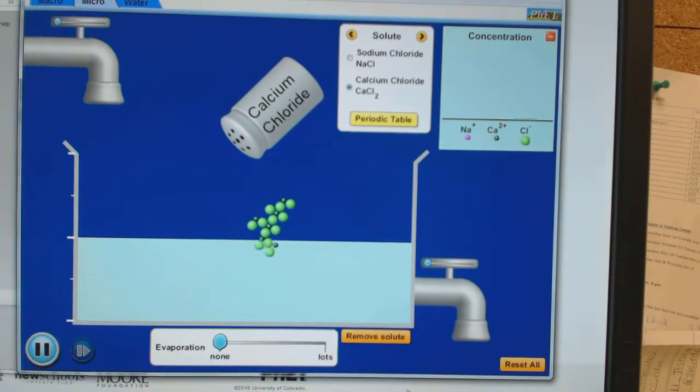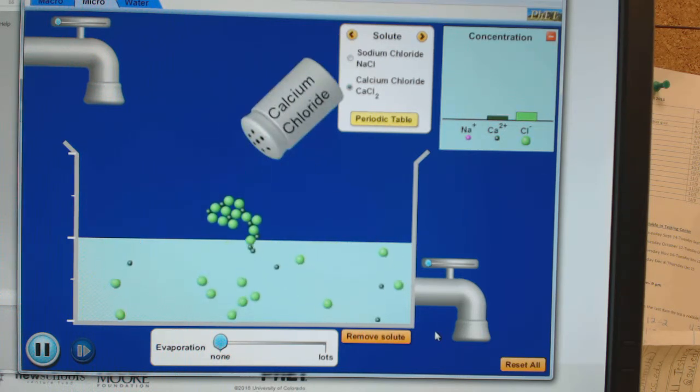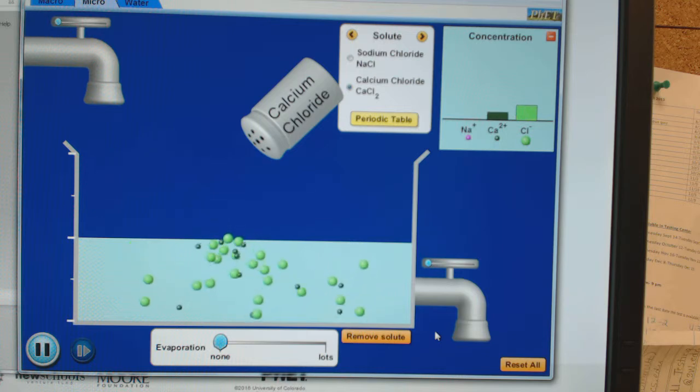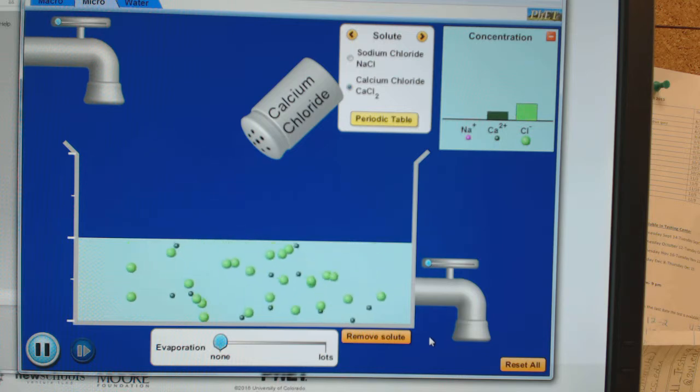Okay, so there's twice as many chlorines for every calcium, and then when they separate, they all separate into different parts, and there's twice as many chlorines. See if it'll let me shake some more in there. I love watching this. Okay, so they've separated into different things.